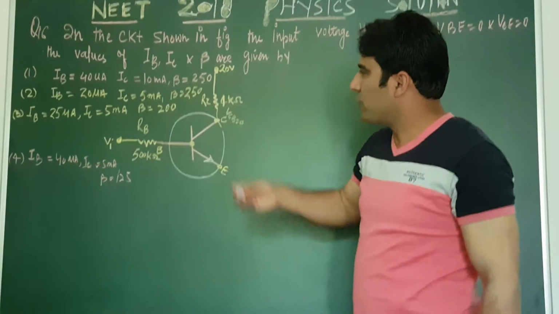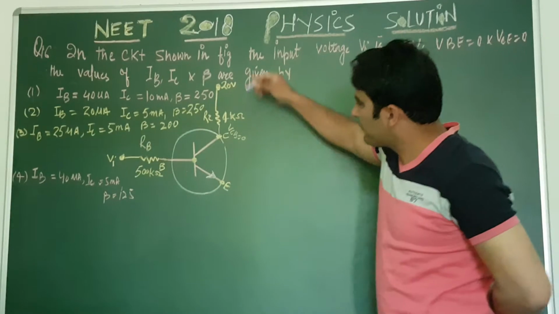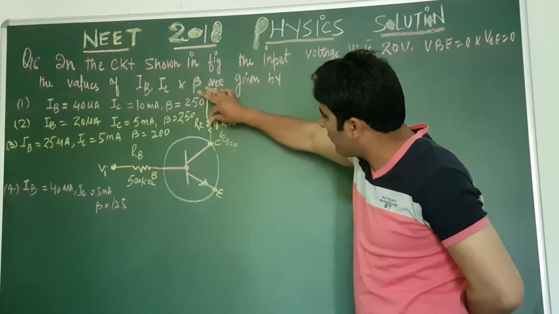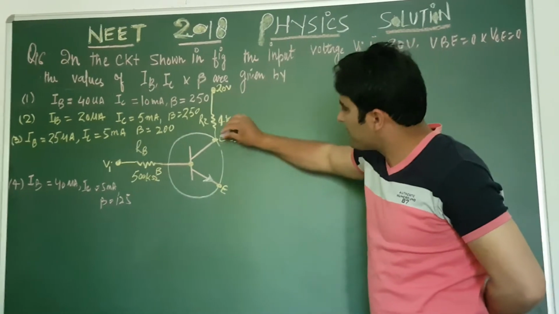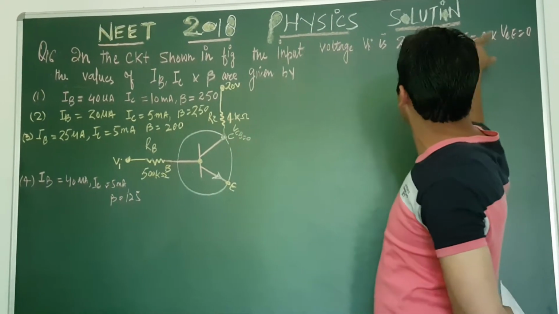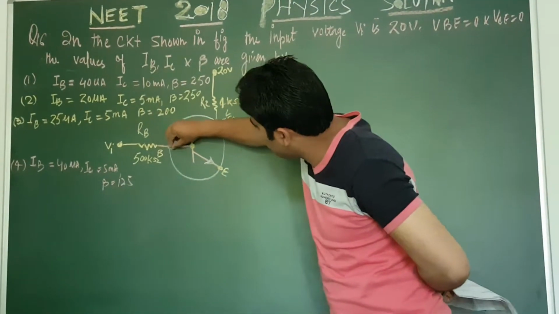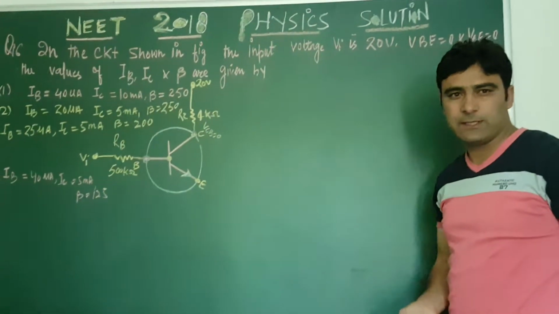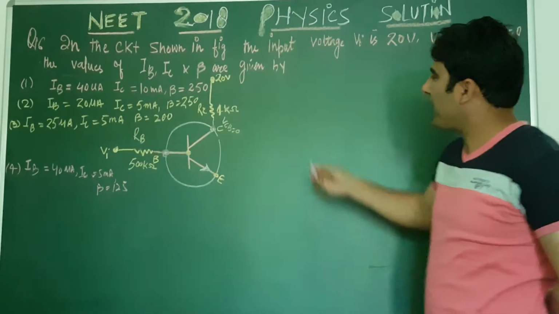So we have to find out IB and IC. If you see here, this is 20 volt collector voltage and this is 4 kilo ohm RC resistance. So if you see this point, VC is equal to 0 and if you see here, VB is equal to 0. Simply, how can we find this? We will apply KVL.